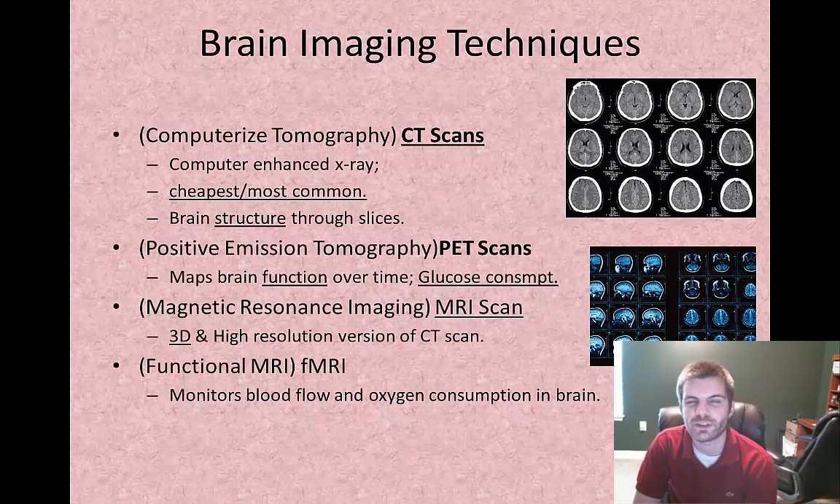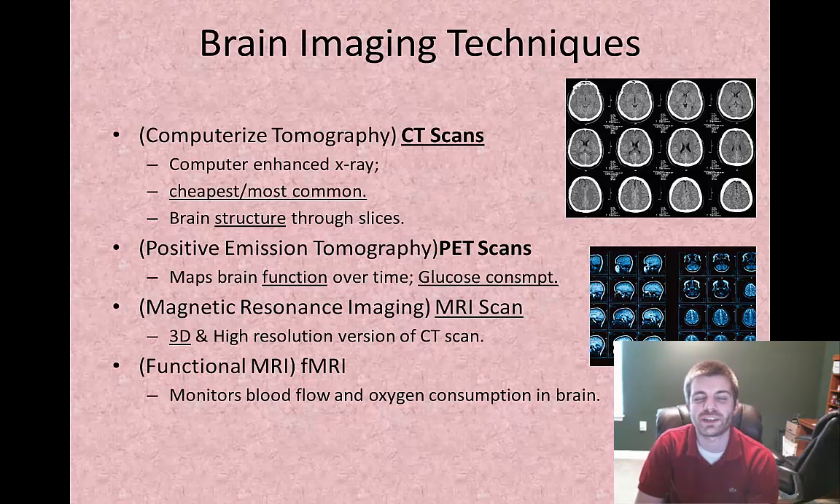And then for brain imaging techniques, we have 4 scans. Some of you may have experienced some of these scans before if you've ever been at risk for having a concussion, or to see if you had a concussion. The most common and cheapest of the scans is the CT scan, and so most people will have these done. It will present your brain through a series of slices. So it's going to show the structure of the brain through a series of slices. Like I said, this is the cheapest and most common.